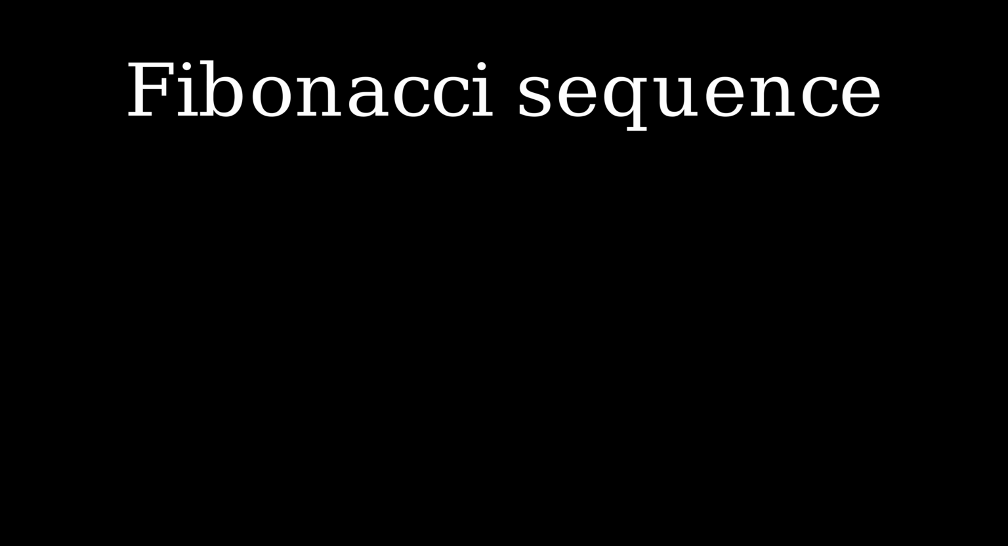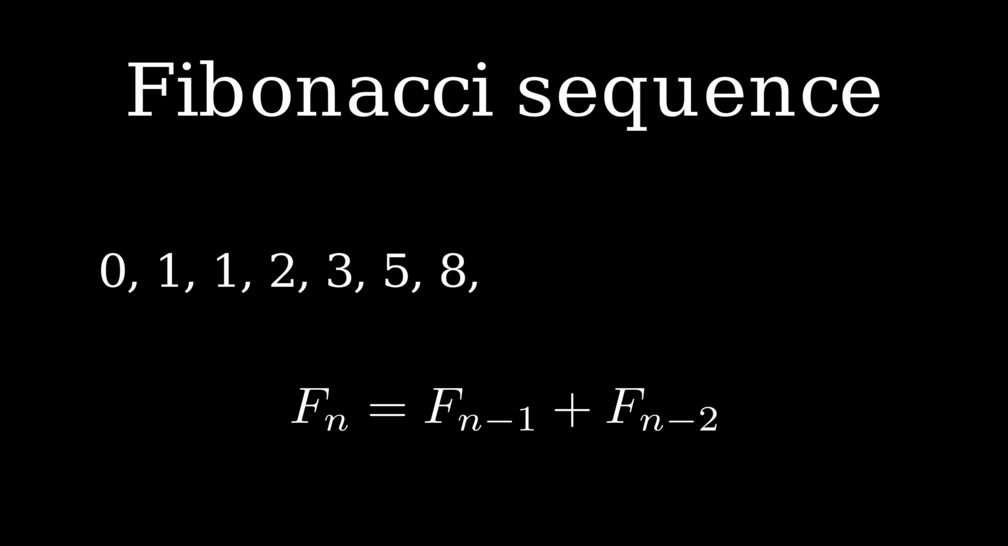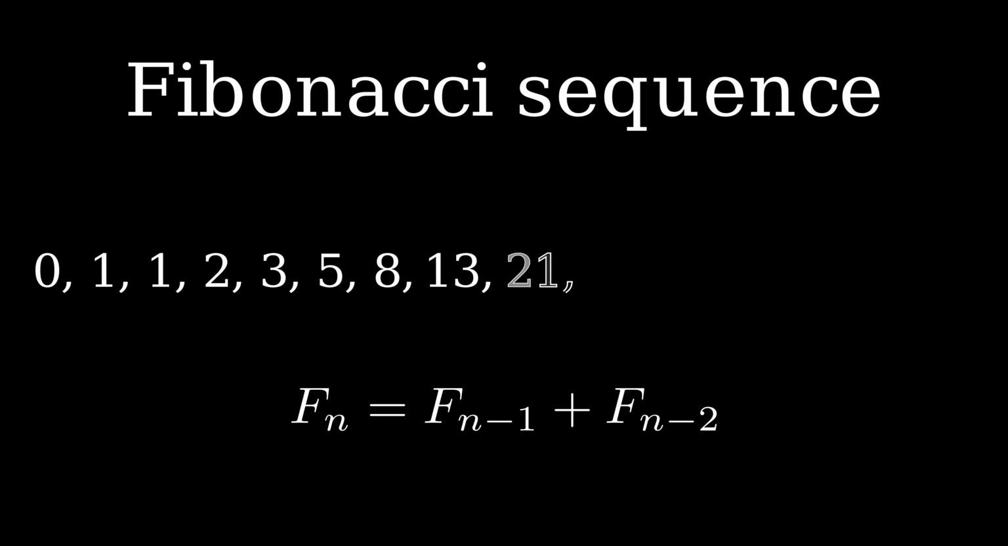Let's take a look at the Fibonacci sequence. The way in which subsequent numbers are generated is by adding the two preceding numbers. So the next one would be 5 plus 8, which is 13, after that is 21, and so on and so forth.